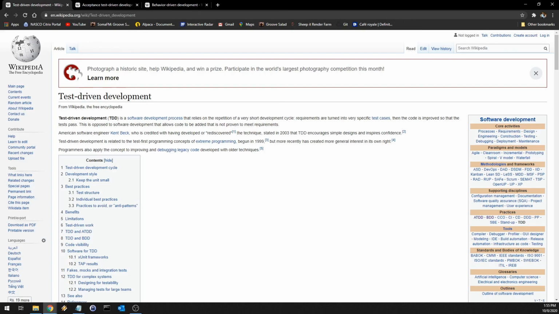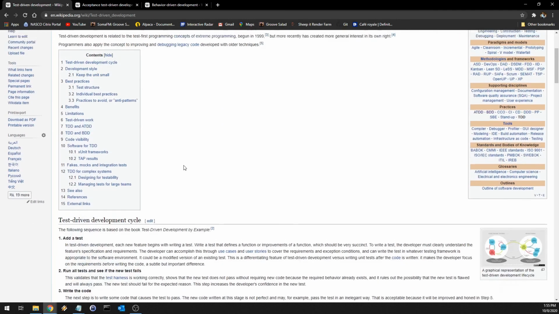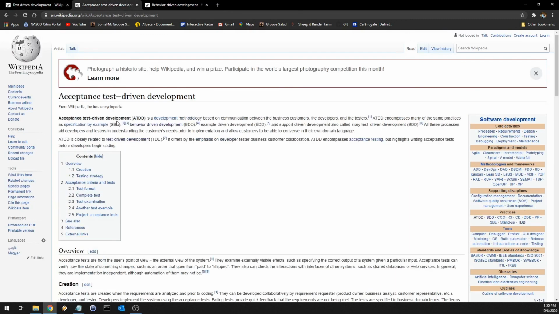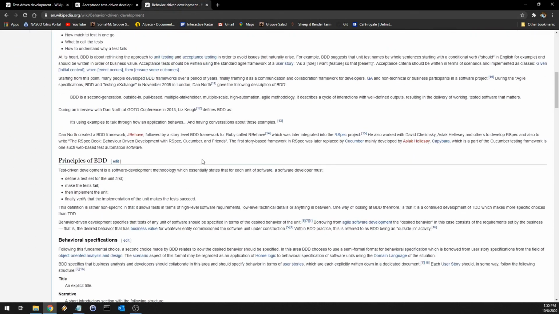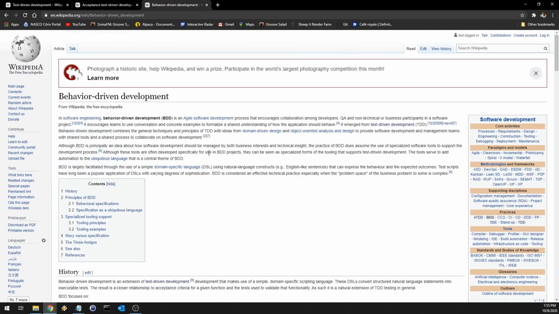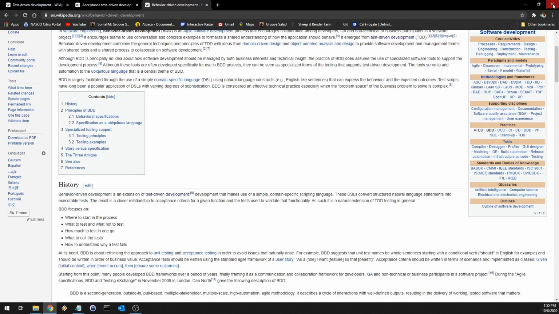Of course, this is an article on test-driven development. We have acceptance test-driven development and behavior-driven development. So if you don't know what those are, feel free to read the articles. And even if you do know what they are, it might be good to refresh yourself as well.